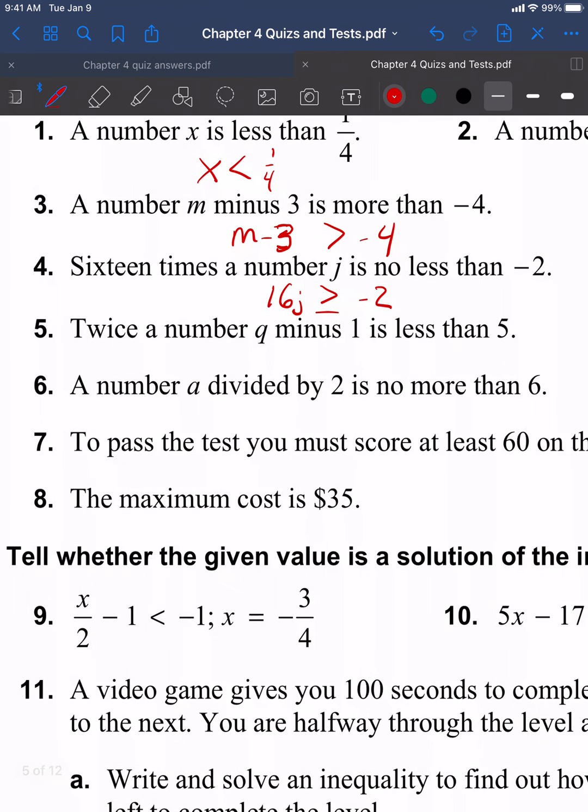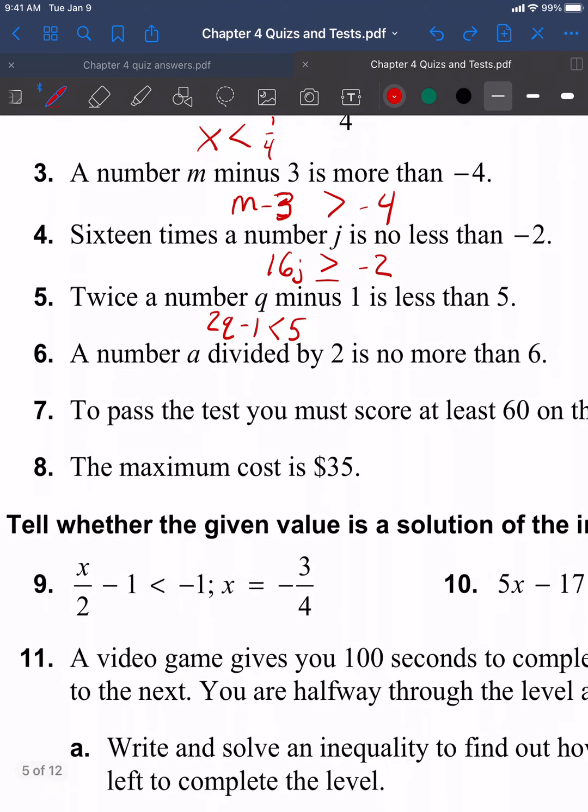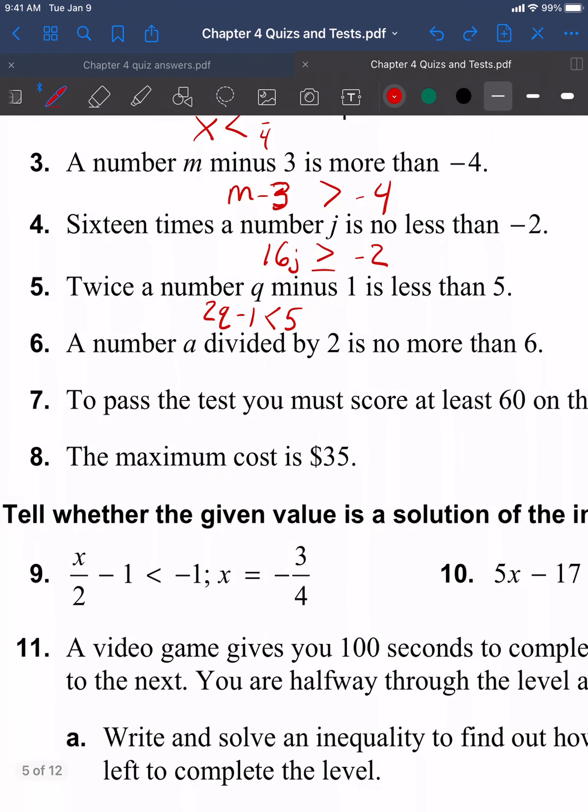Number 5. Twice a number q. What does that mean? 2 times q. Very good. Q times 2, so I'm going to say 2q minus 1 is less than 5. I like it when you can just read them straight and know what it's supposed to be. I don't like it when they play the little word games with you, like no less, right? Okay, number 6. A number a divided by 2 is no more than 6. A over 2.